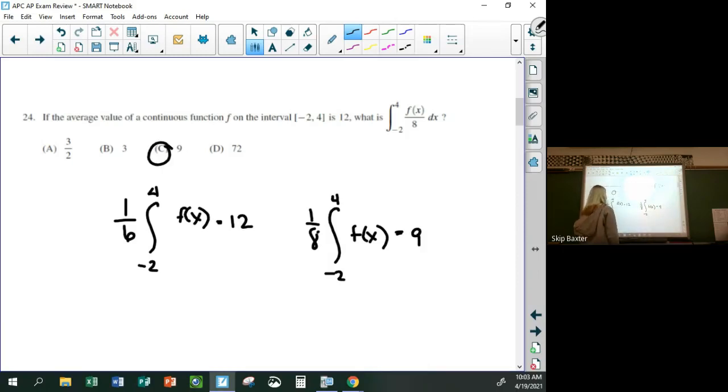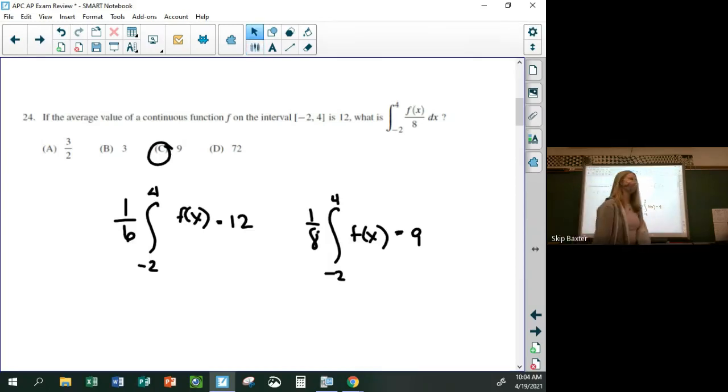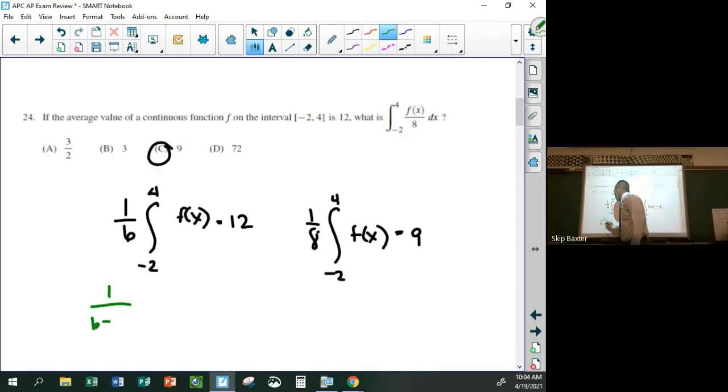Wait, how did you get 9? Because 1/6 of that equals 12, you multiply 12 by 6 to get what it was before. 1/8 of that is 9. Does that make sense? 24, the correct answer is C. Remember the formula is 1 over b minus a times the integral from a to b of f of x. Be careful, if this was a free response question, you've got to have dx. Just get into the habit of including dx when you do integrals. Any questions on this?